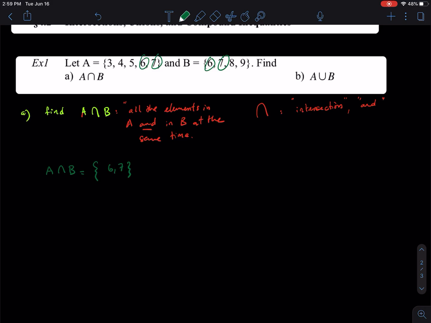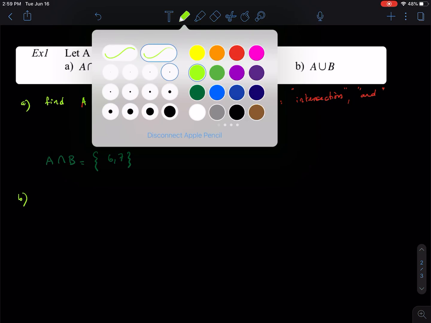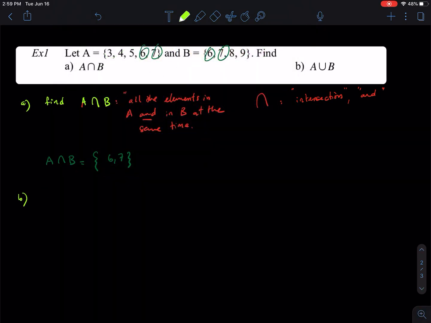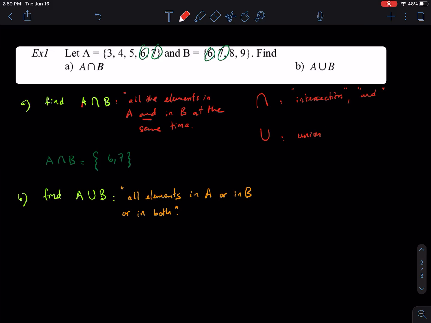Now in part B, it's asking to find A union B. So this set here is referring to the set of all elements or numbers, all the elements in A or in B or in both. The symbol that looks like a U is referring to the union. Sometimes we refer to this through the word or.